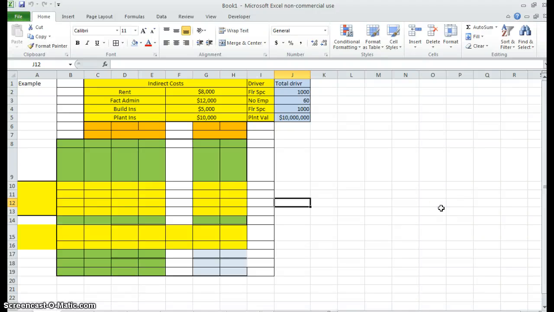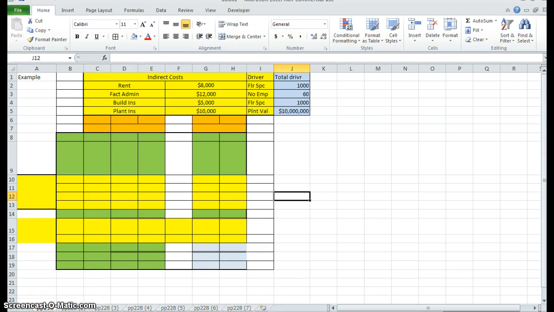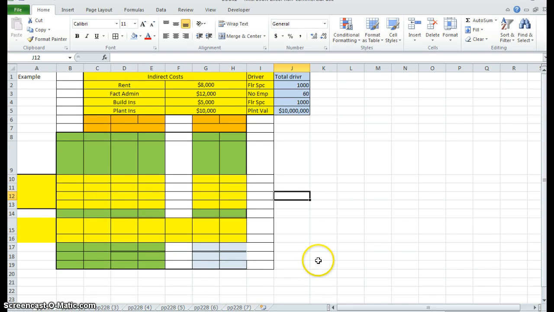Okay, now some students asked me to do this question. Let me get this a little bit down so that you can see the whole thing. It is the example on page 228 of the Blue Book. Now I have done this on 7 sheets.